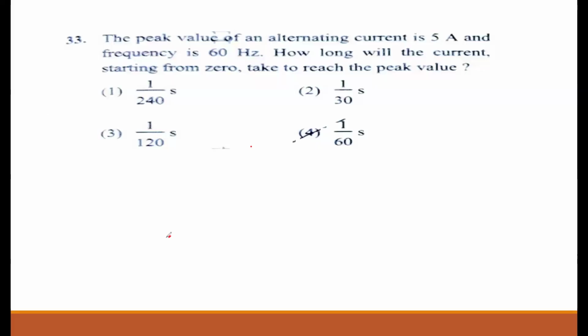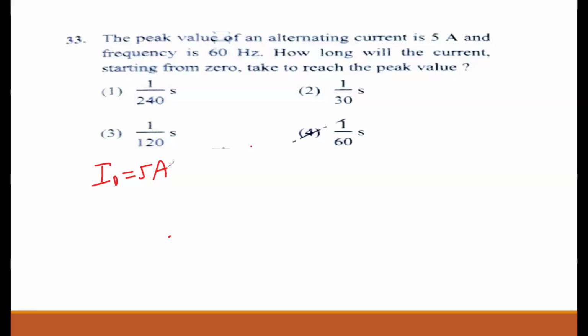Now coming to question number 33. The peak value of an AC current is 5 amperes, so I naught is 5 amperes. Next, the frequency is given as 60 hertz. How long will it take for the current, starting from zero, to reach the peak value?